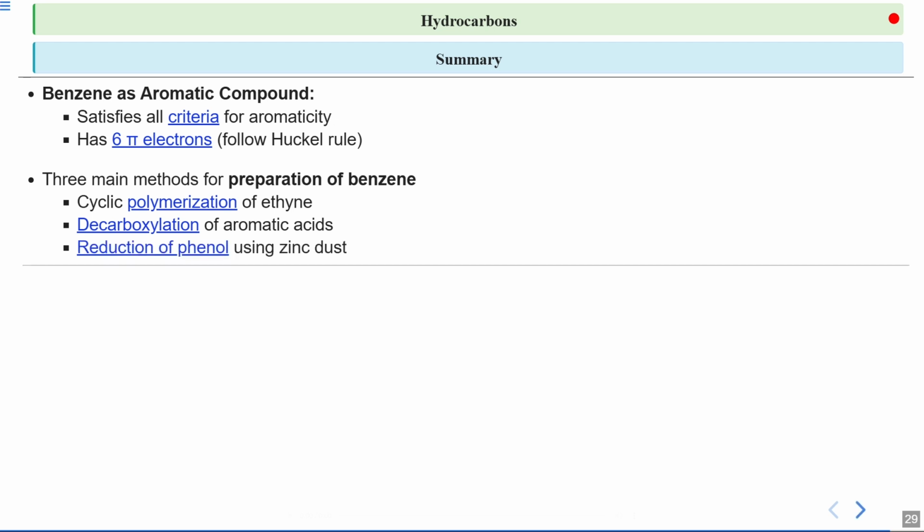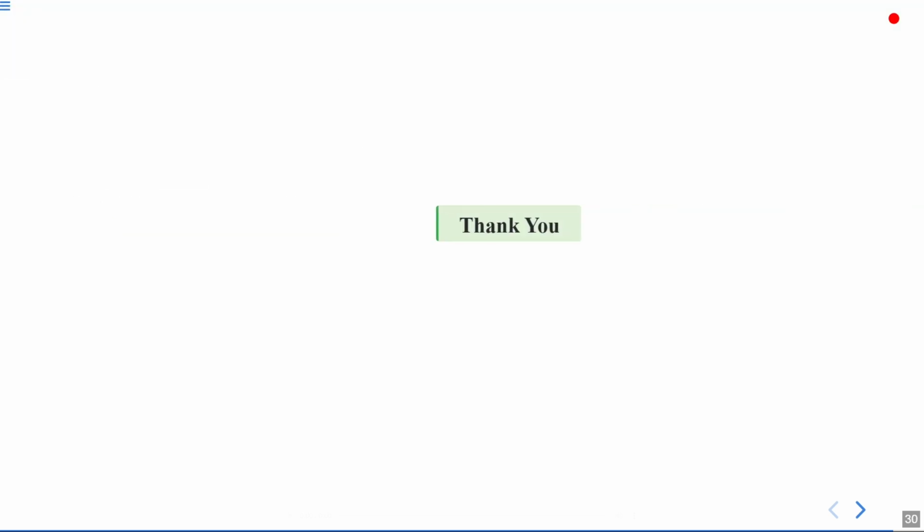After that, we have the reduction of phenol. If you do the reduction of phenol in the presence of zinc dust, it will lose the oxygen atom and be converted into benzene, which is again a preparatory method used in industries for the preparation of benzene. This was all for today's lecture.